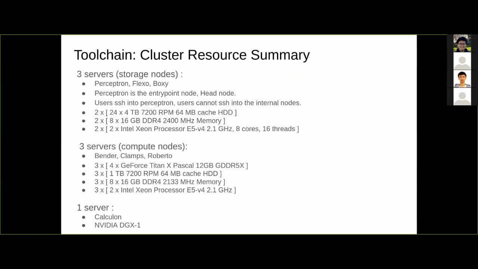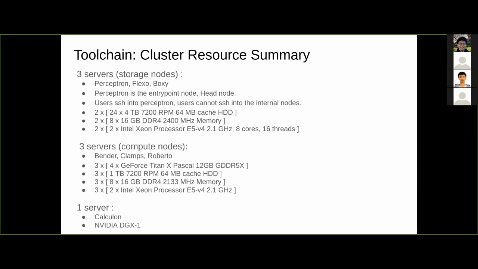Continuing with Slurm, what exactly are the nodes and what resources do we have? As I mentioned, we have Perceptron, which is our head node. As a user, you SSH into this node. Once you're on Perceptron, you can only access the other nodes through Slurm. You can't access them through SSH, but you can access them through a Slurm /bin/bash interactive run. But before I get into that, the three storage servers, which we call storage nodes, are Perceptron, Flex, and Boxy. This is where we store our data sets.